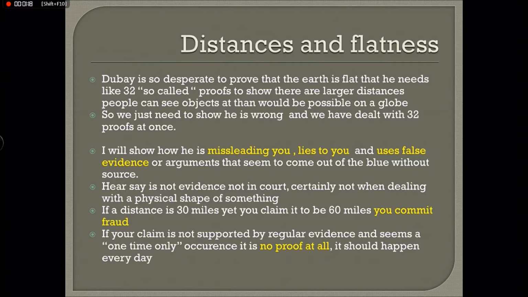and that he will sometimes say an object is 60 miles away, and when you then look into it, it's only 30, so he's committing fraud. Sometimes there is only this one-time occurrence that then is no proof at all, because on a flat earth, certain distances, if you can watch over that distance, it should be there every day, of course.